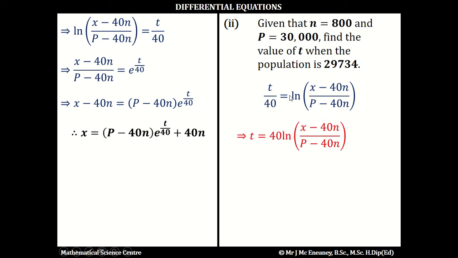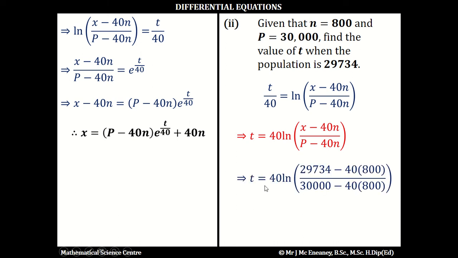And we can bring this 40 across and multiply as well. So this means t is going to be 40 times ln of (x minus 40n) over (p minus 40n). Then if we place in the x, the n and the p, t can be written as 40 times the ln of (29,734 minus 40 times 800) over (30,000 minus 40 times 800). So using our calculator, that gives a time of 4.99 years.